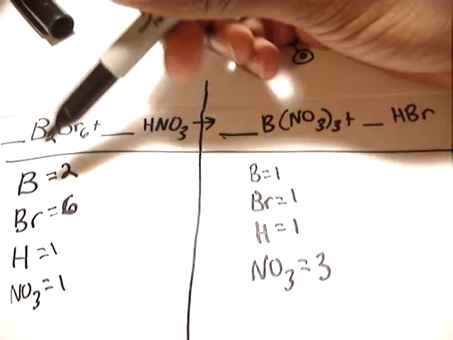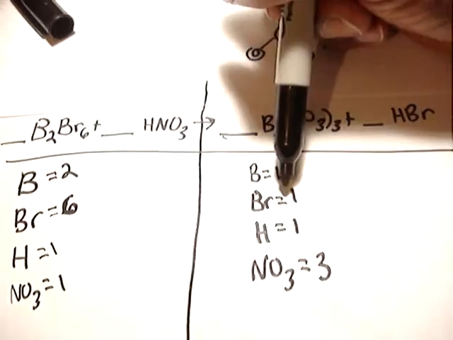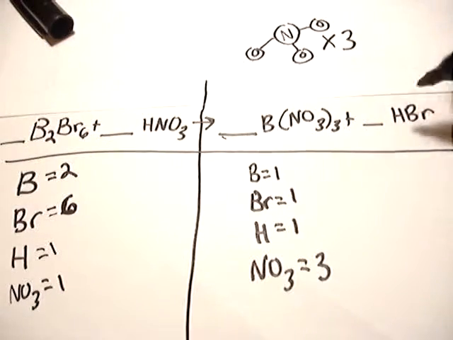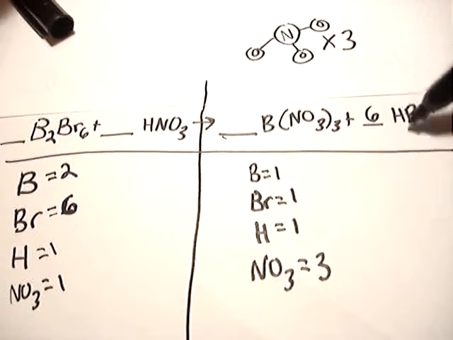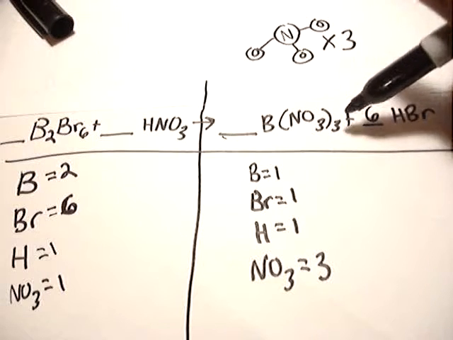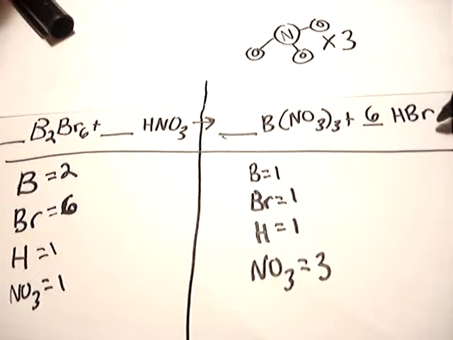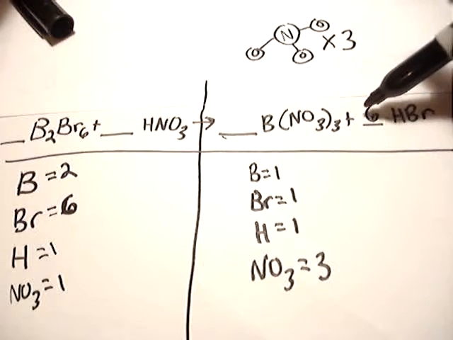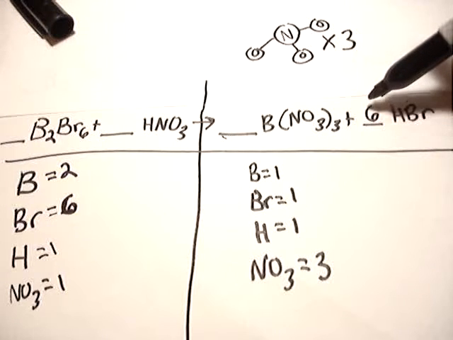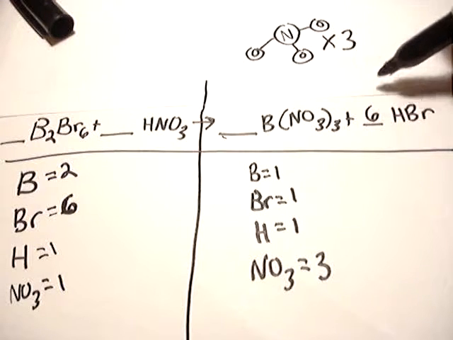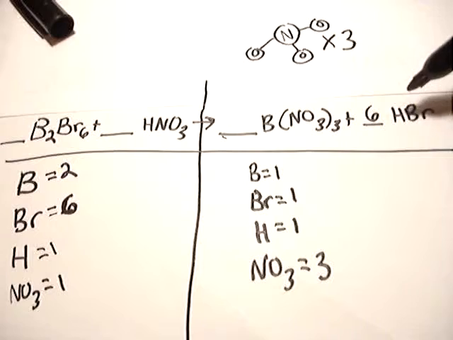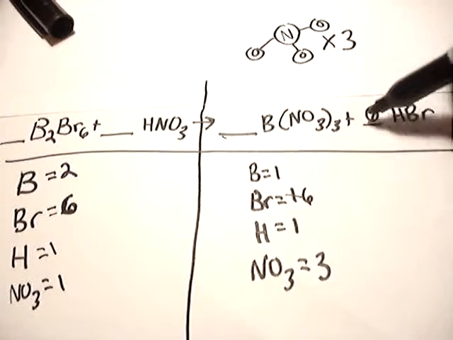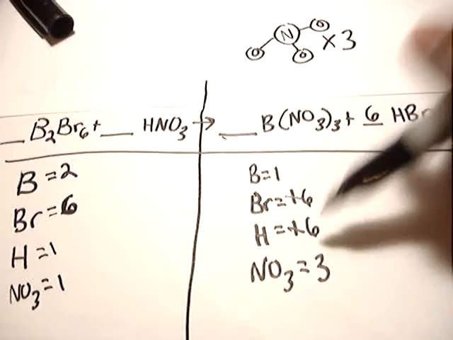So let's start with balancing out the BR. This side we have 6 BR, on this side we only have 1. To make this balance out with 6, we put a 6 coefficient. Remember, you cannot put coefficients in between molecules, and you also cannot change subscripts. So since I want this BR to be 6, I can't just put a little 6 over here. I have to put the 6 in the front, which is the coefficient. Now this 6 also affects the H as well as the BR. So this 6 makes the BR worth 6, but it also makes the H worth 6.